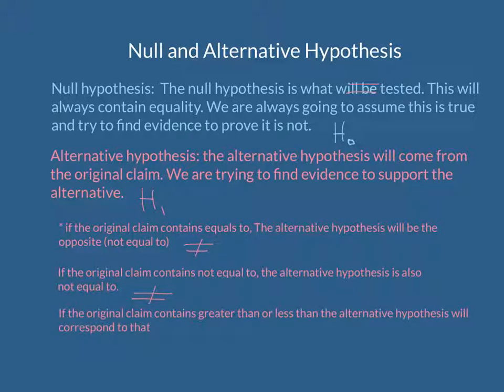And the last thing is if our original claim contains greater than or less than, then the alternative hypothesis will correspond to those signs. So that means it's either going to be equal to in the null or greater than in the alternative, or equal to in the null, less than in the alternative. So now I want to look at those problems we looked at before where we found the parameter, and we're going to write the null and the alternative hypothesis of those.